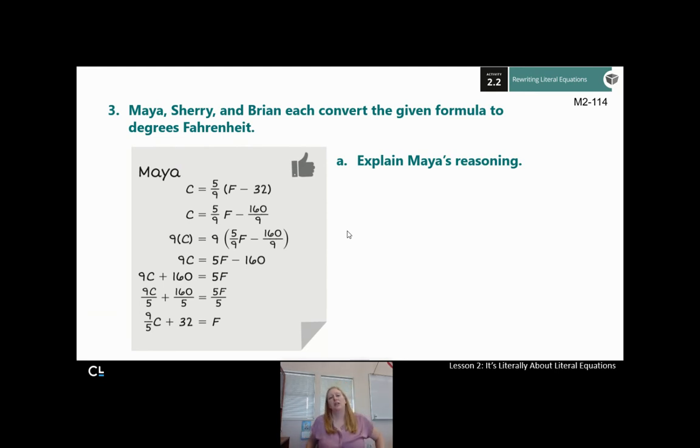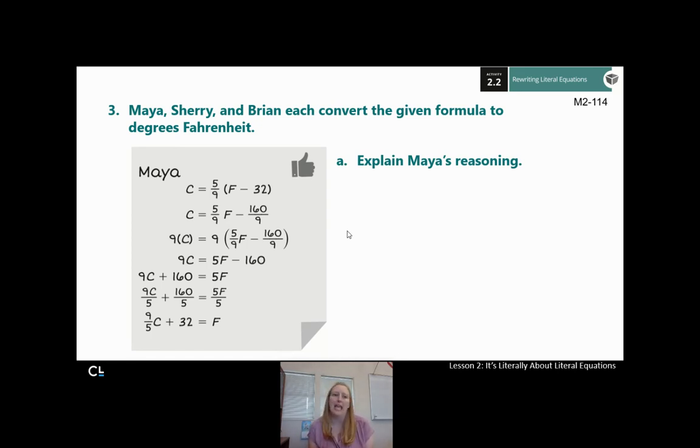All right, so here we go. Were you having trouble converting your Celsius to Fahrenheit? Were you having a little trouble taking your C equals formula and making it into an F equals formula? So Maya, Sherry, and Brian were doing the same work we were doing. They were trying to convert, so instead of C equals, they were trying to solve for F and make it F equals. And some of them did okay, and some of them had some trouble. Some of these problems are very similar to problems I see you guys have all the time.